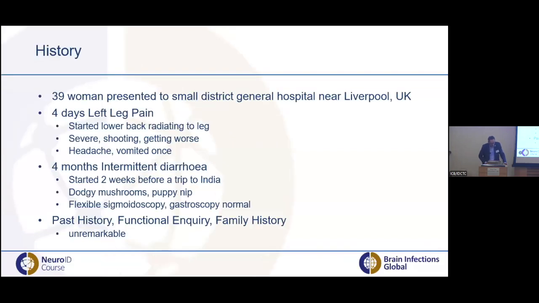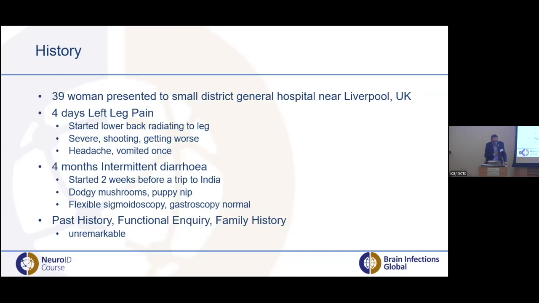This is a 39-year-old woman, and some of them I'll go through slowly. Some of them will just be quick ones, just little vignettes. But I'm going to ask you guys to suggest what you think might be going on. So this is a 39-year-old woman who came to a district general hospital near Kowloon in Hong Kong. Okay, so it was in Liverpool, but this could be happening today in this city, with pain in the leg, which was shooting and radiated down the leg.